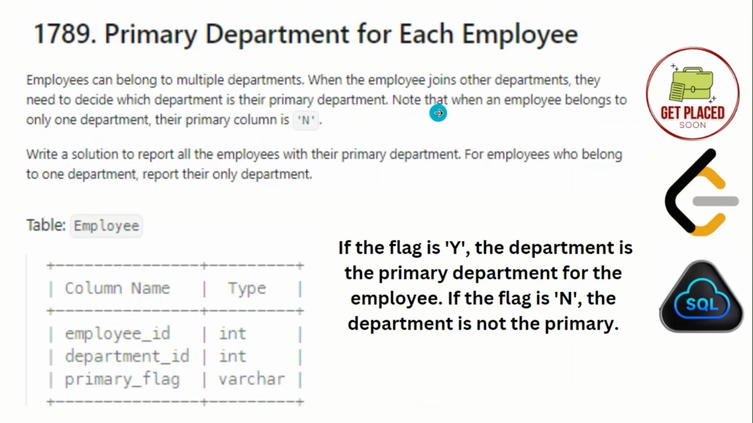But keep this line in mind. When an employee belongs to only one department, their primary flag is N. So for some people, even though that is their only department, the flag is mentioned as N because that employee belongs to only one department. Or else, the primary flag for that employee will be Y if the employee is in multiple departments. There are two cases. Now we are supposed to write a solution to report all the employees with their primary departments, for employees who belong to one department as well as for employees who belong to multiple departments.